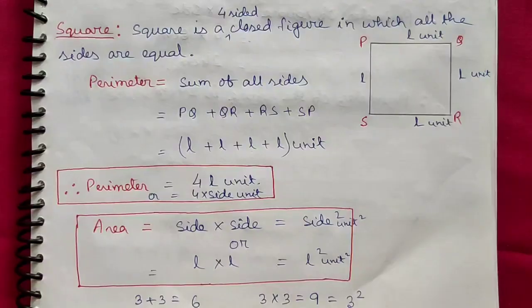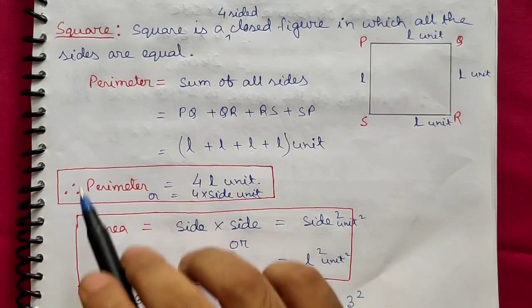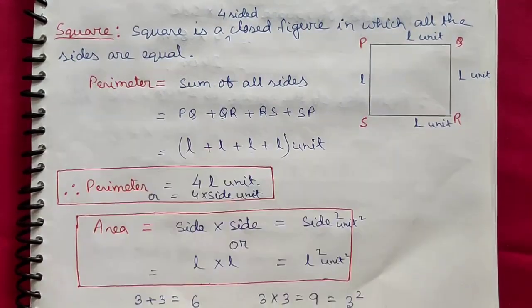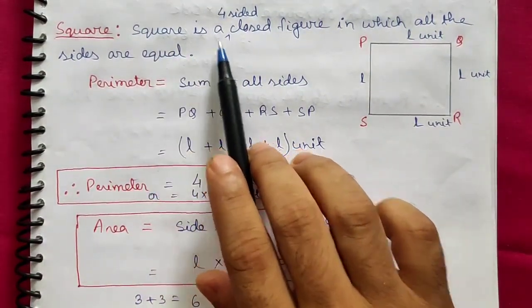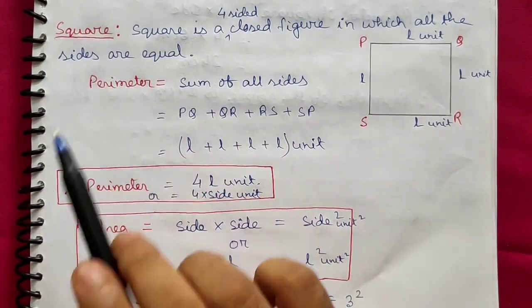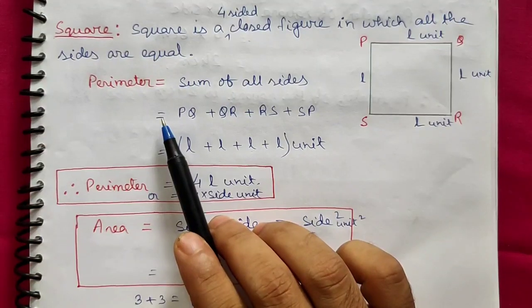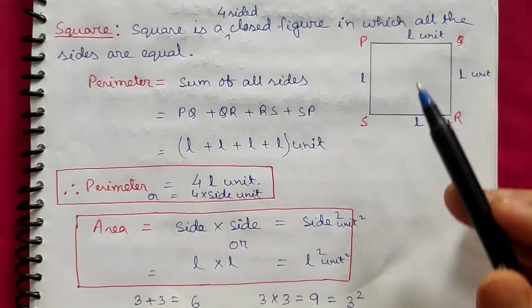Now let us discuss each of the shapes like square, rectangle, triangle, parallelogram, rhombus, and discuss their area and perimeter. So let's start with what? Square. Can you say what is a square? So a square is a four-sided closed figure in which all the sides are equal. Now what will be its perimeter? A little bit earlier we discussed that perimeter is the total length of the boundary.